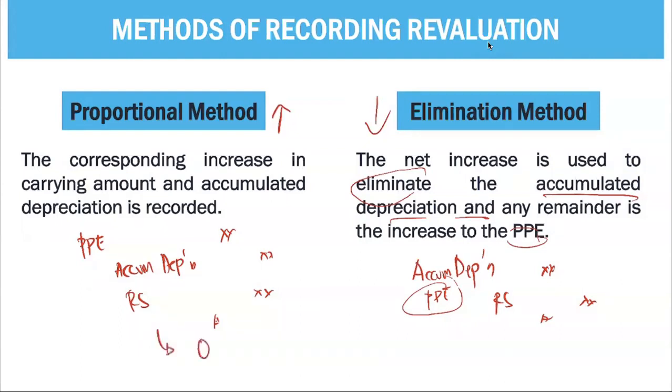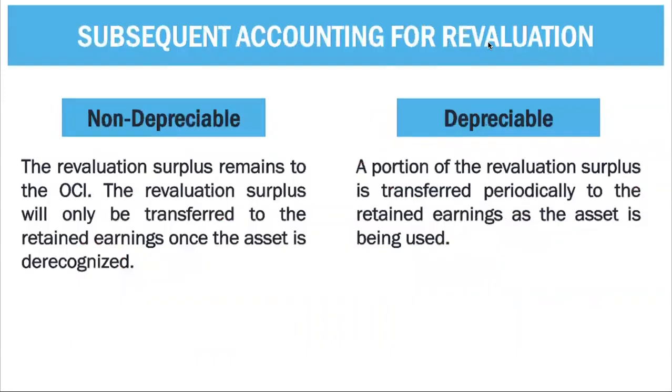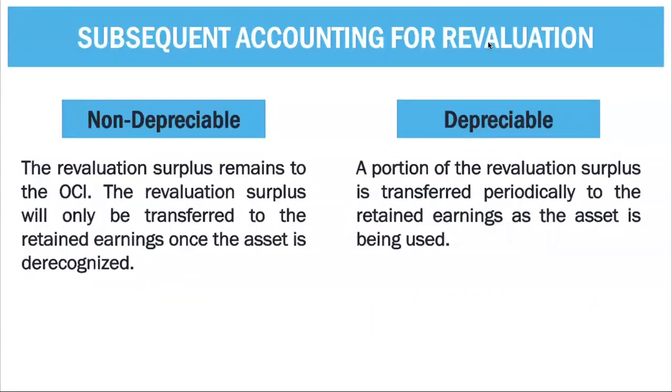Where do we place revaluation surplus? In your OCI. So how do we account for your revaluation surplus? If that is non-depreciable, the revaluation surplus remains in the OCI. It will be transferred to the retained earnings only when the asset is derecognized. Okay? So for example, land. If we revalue land, it will remain in your OCI and go to retained earnings when it is sold. But if that is depreciable, a portion is transferred periodically to the retained earnings.